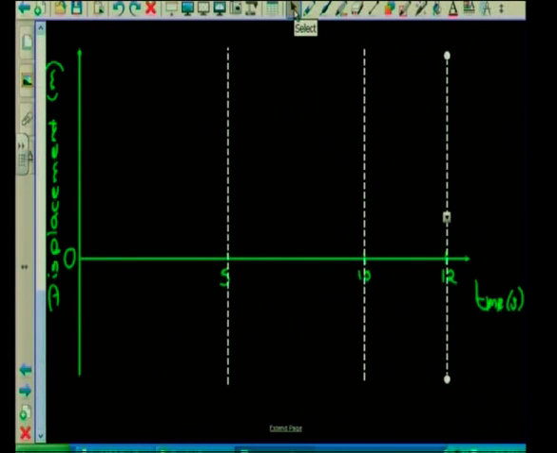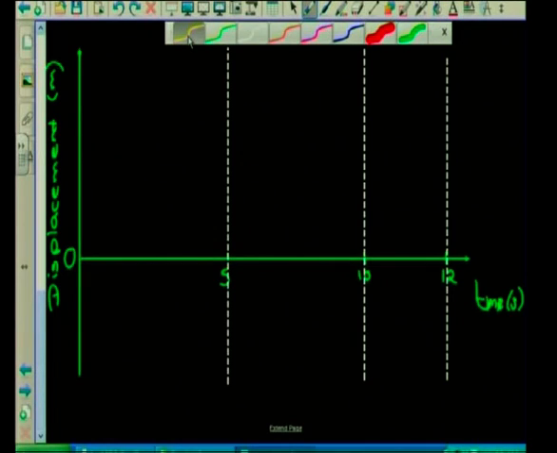So for the first 5 seconds, our ball was accelerating, okay? It was getting faster. So what that means is for the first 5 seconds, my graph starts at 0, that's its reference point.